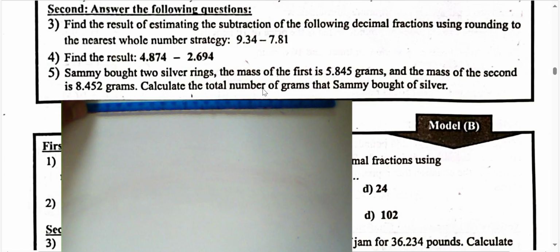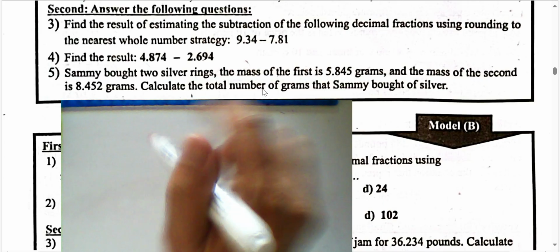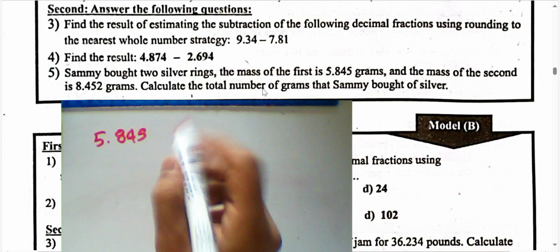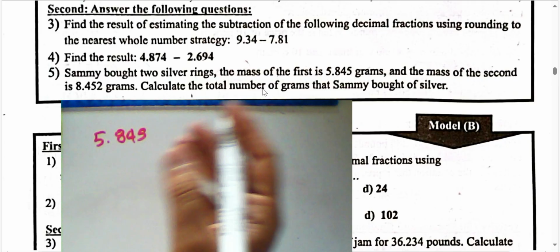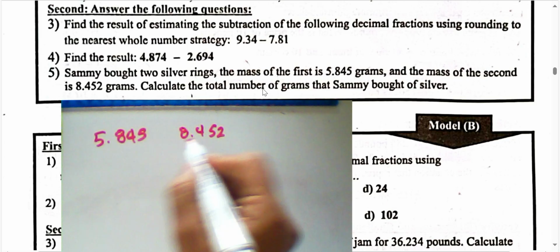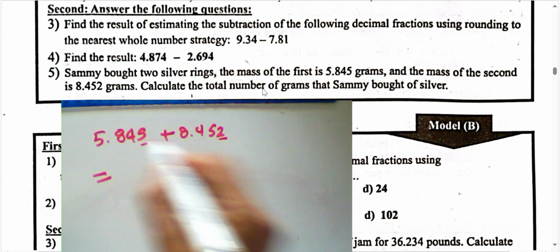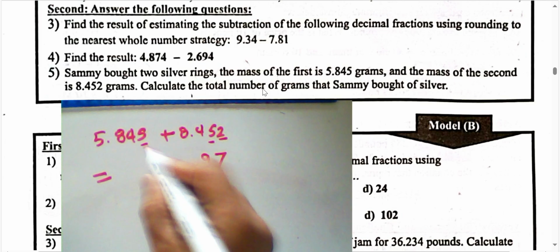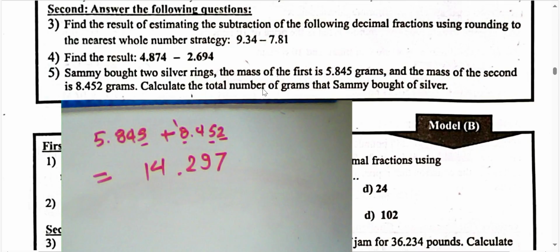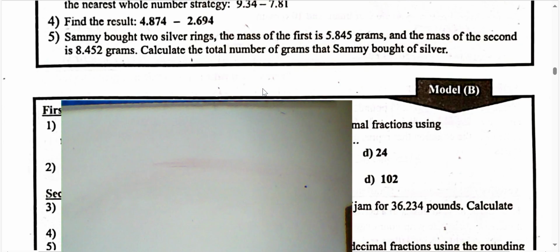Next question. Sammy put 2 silver rings. The mass of the first is 5 and 845 thousandths gram, and the mass of the second is 8 and 452 thousandths gram. Calculate the total between them. How many grams altogether? 2 plus 5 is 7, 5 plus 4 is 9, 4 plus 8 is 12, 2 and carry 1, 8 plus 1 is 9, 9 plus 5 equals 14. The answer will be in grams. Write gram behind the answer.